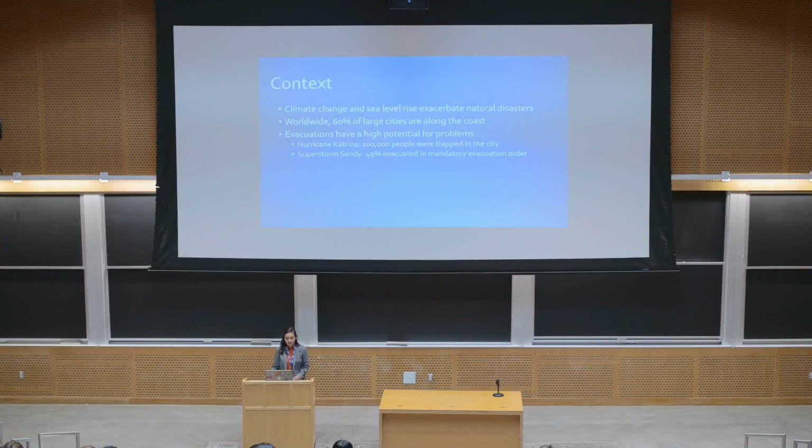And in Superstorm Sandy, there was a mandatory evacuation order, but even with that, only 49% of people left. And surveys afterwards saw that most people didn't understand the risks of remaining in the city. So how do you present information about evacuations to government officials and to the public to have better overall results?